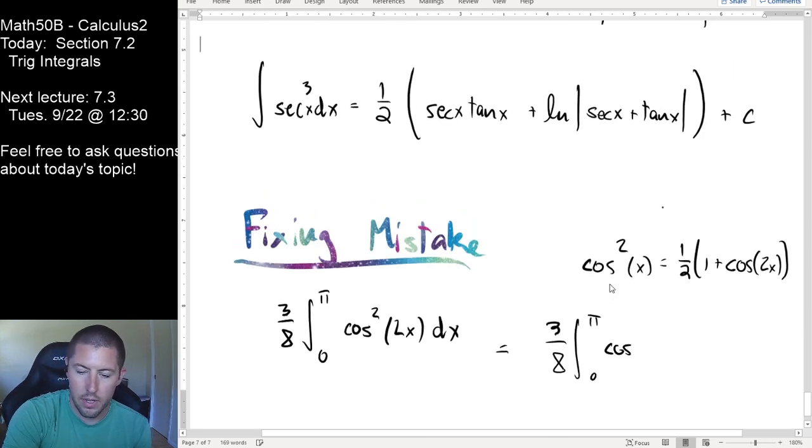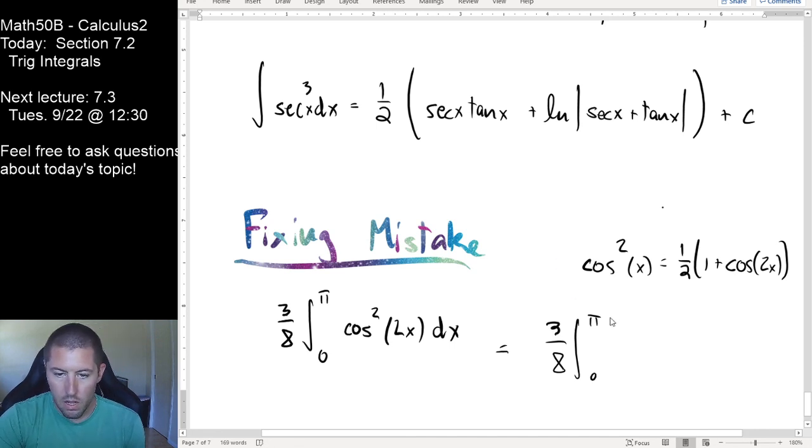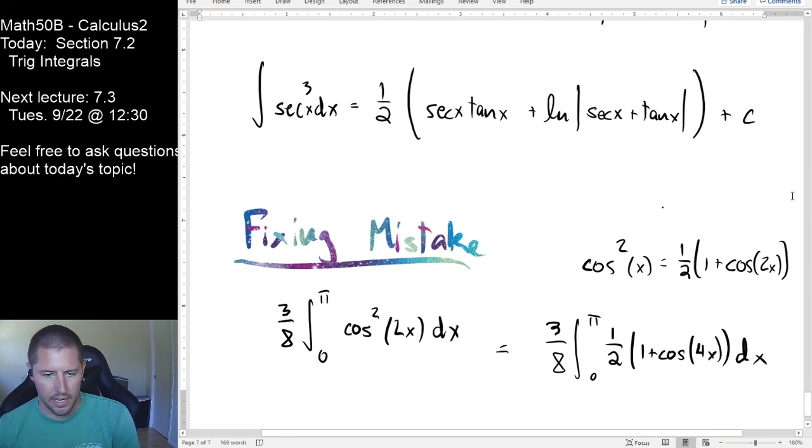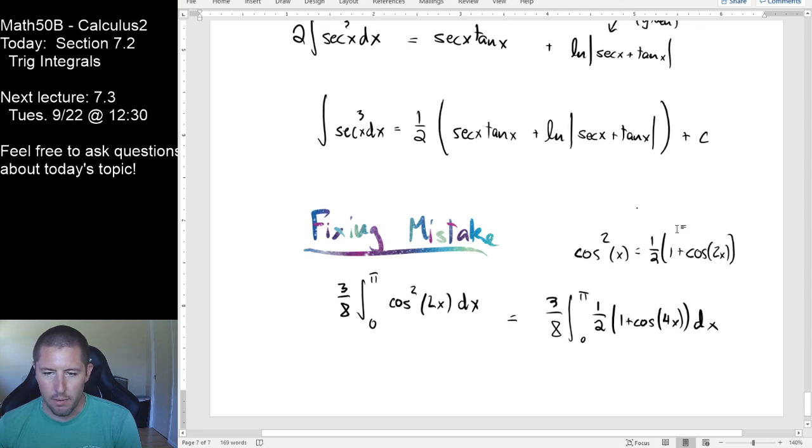Whoops, now we're not doing that part anymore. This should now be 1/2 of 1 plus cosine of 4x here. And the reason it's 4x, and that 4 is the thing I remembered, I was like, why didn't I ever write that 4? I remembered it was part of this thing.